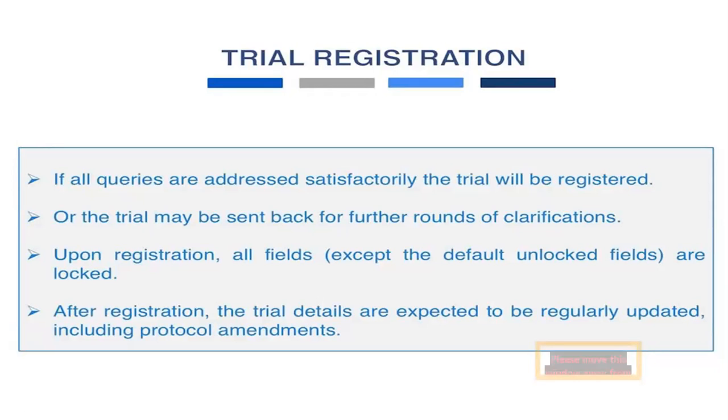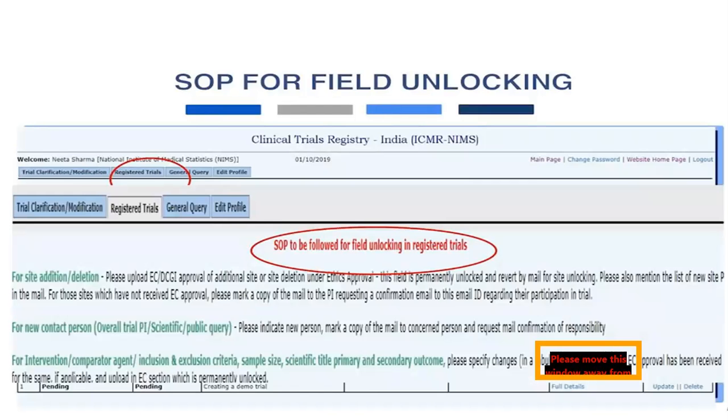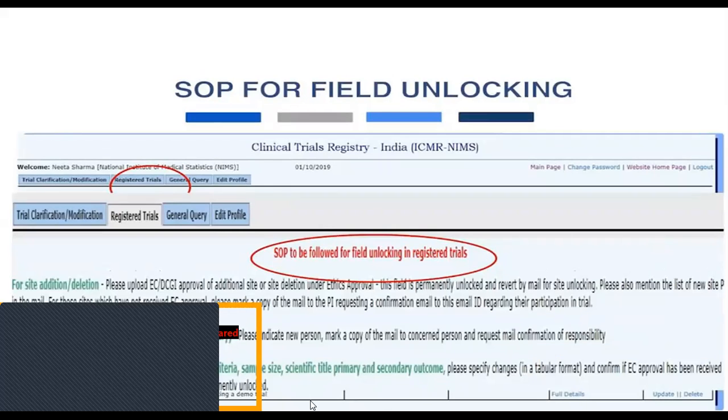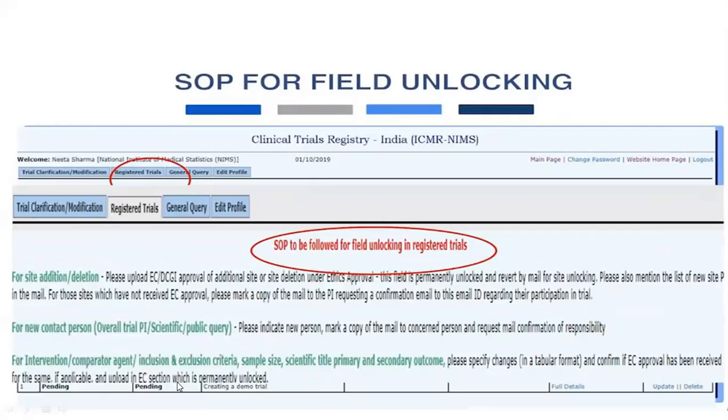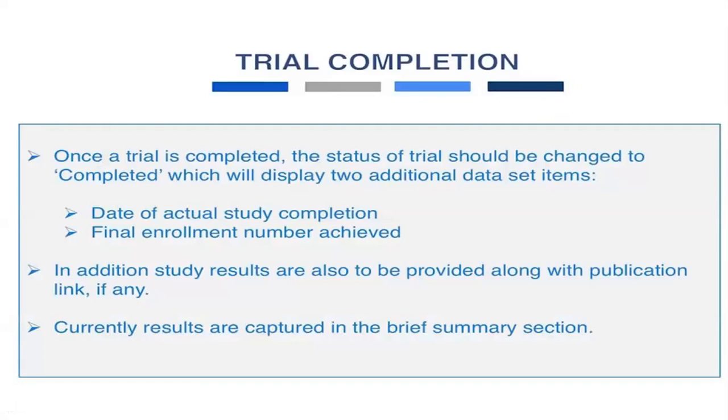Upon registration, all fields except the default unlock fields are locked, and after registration the trial details are expected to be regularly updated, including the protocol amendment. So there are different SOPs that you will find, and these SOPs need to be read before going for the process of registration, right? So this is the SOP that is to be followed for field unlocking in the case of registered trials. Now, once a trial is completed, the status of the trial should be changed to completed, right? Once the trial is completed, it will be changed to completed, which will display two additional data set items.